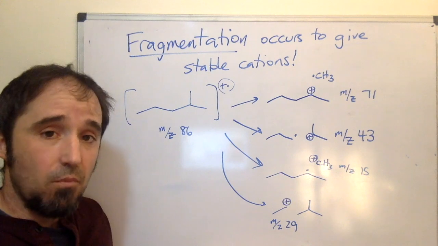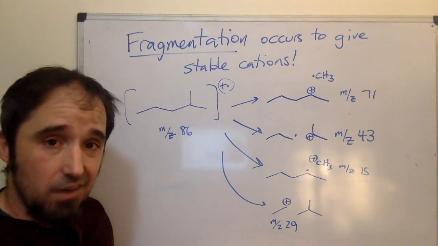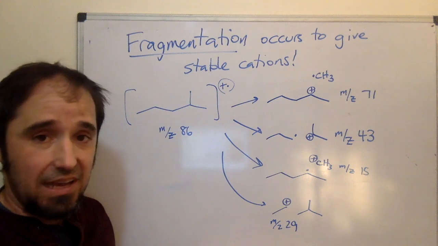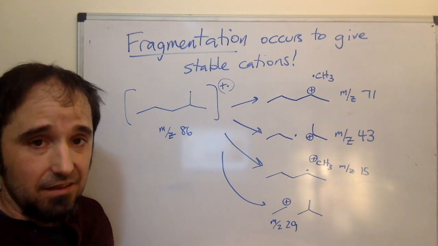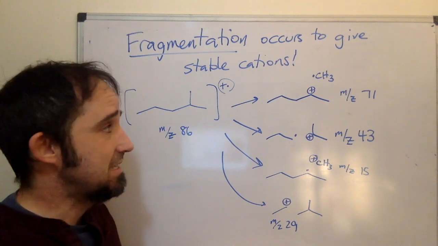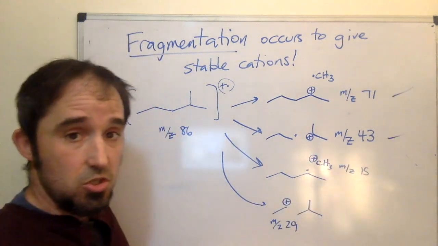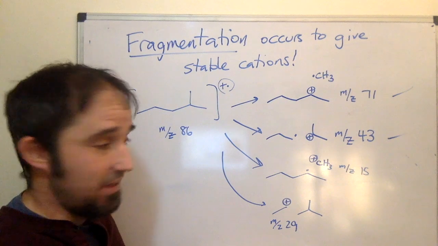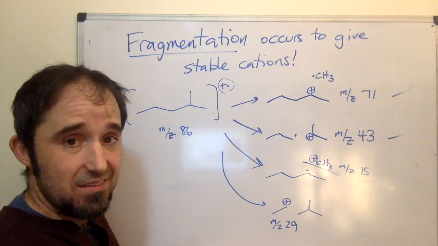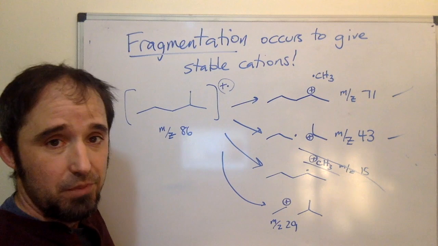But some of these are more common and more important than others, because of what we've learned about cations. The more substituted a cation is, the more stable it is. And in this case, the more stable a cation is, the more likely we are to see it. So these secondary cations are probably the best that we can do here. But we're not going to see any kind of methyl cation. That's out, because it's really, really unstable. And so we're probably not going to see a big peak at 15.